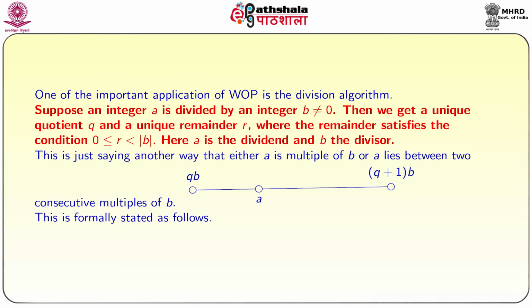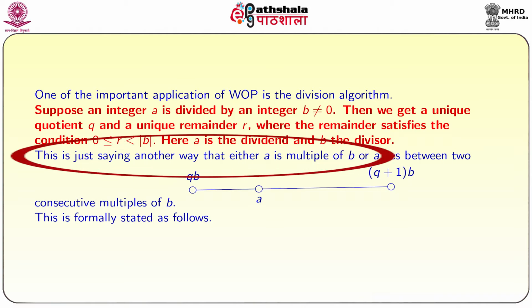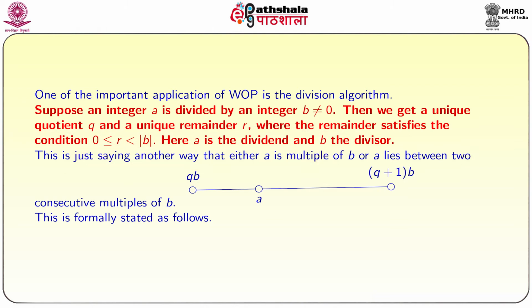One of the important applications of the Well-ordering principle is the division algorithm. Suppose an integer a is divided by an integer b not equal to 0, then we will get a unique quotient q and unique remainder r, where the remainder satisfies 0 less than or equal to r less than modulus of b. Here a is called the dividend and b is the divisor. This is just saying another way that either a is a multiple of b or a lies between two consecutive multiples of b, that is, a is between qb and (q plus 1) times b.